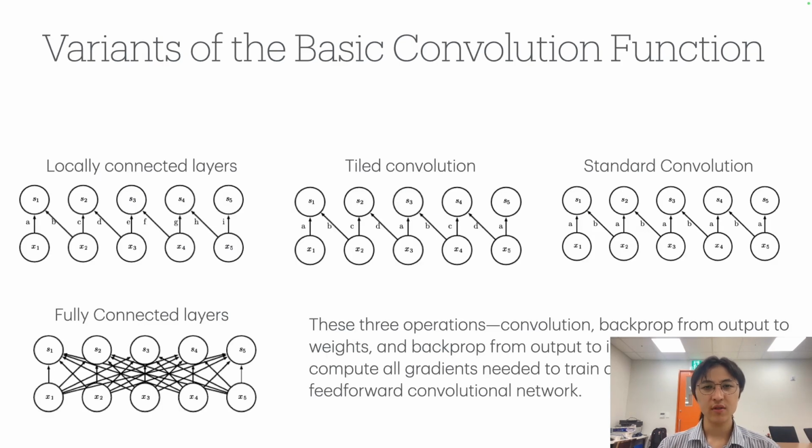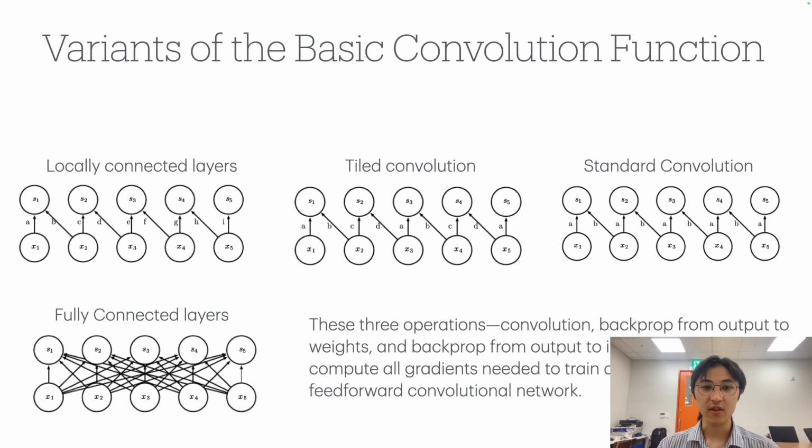And let's talk about these basic convolution functions. We have locally connected layers, we have tiled convolution, we have standard convolution, and then we have fully connected layers. Fully connected layers, as we have discussed, are feed-forward networks, where in order to create S1, S2, all previous nodes are needed to calculate it, which means it is expensive. But in convolution, we don't do it like that.